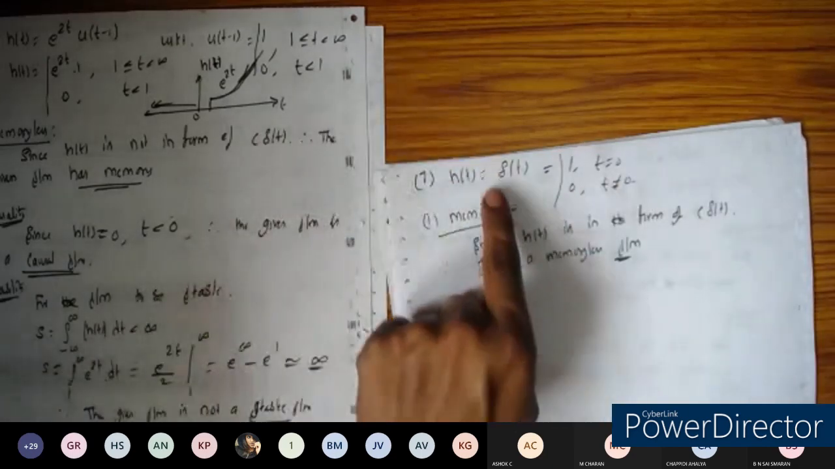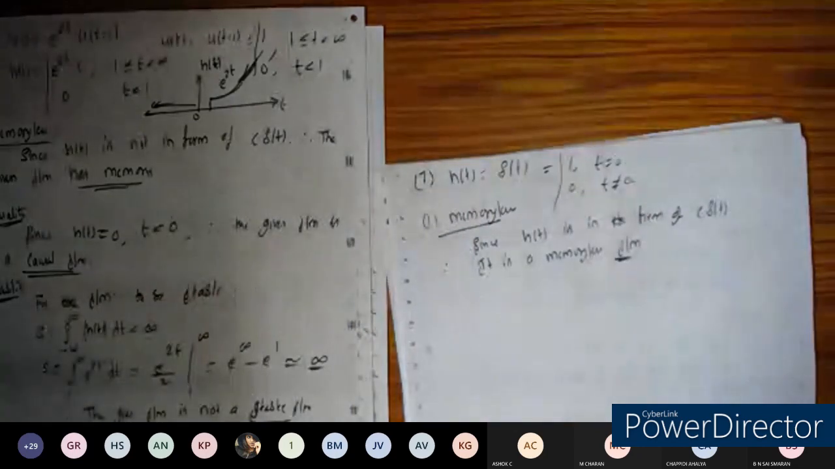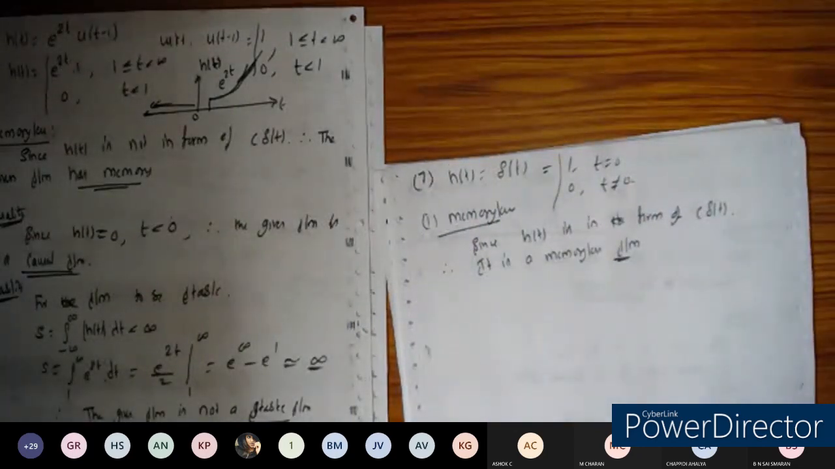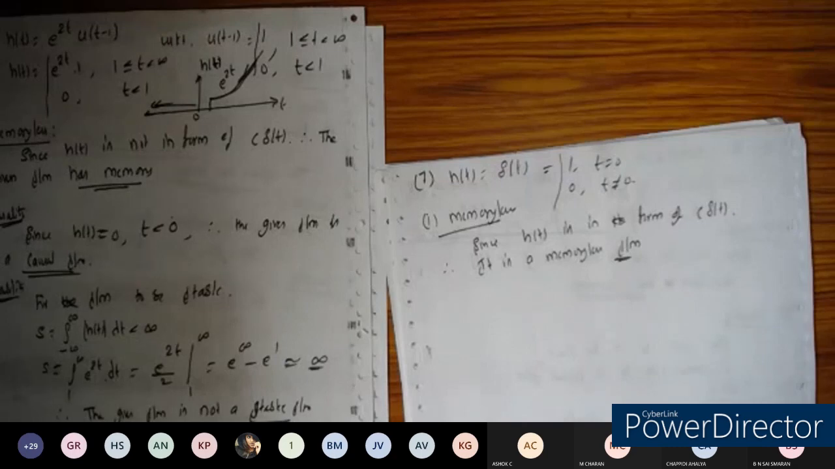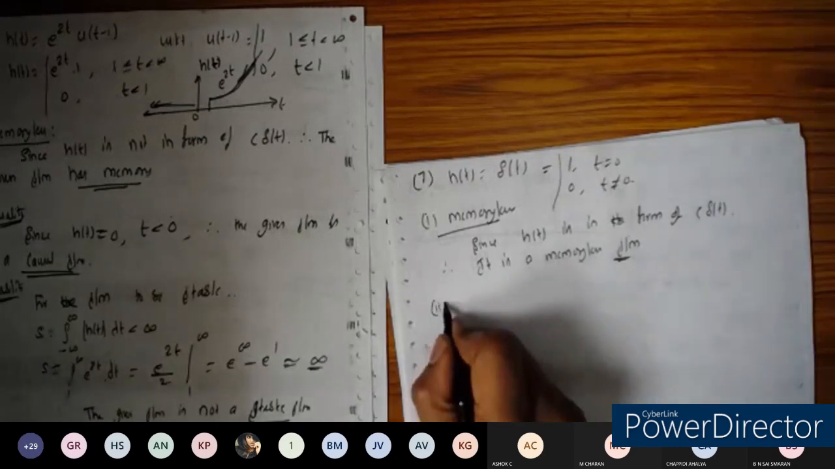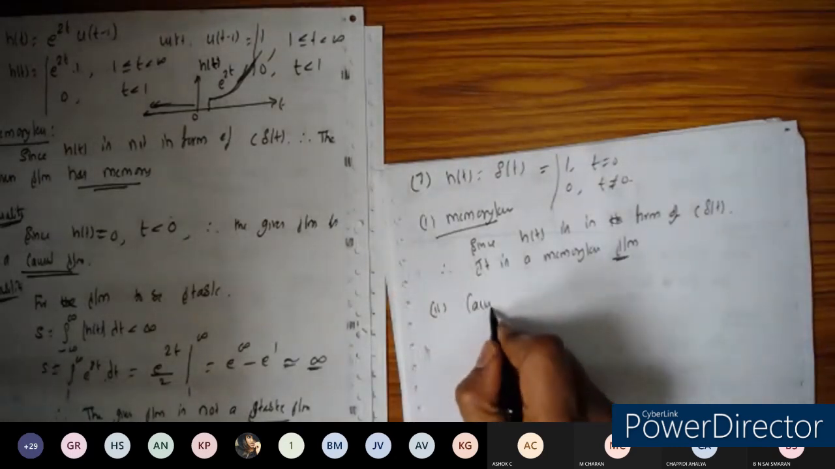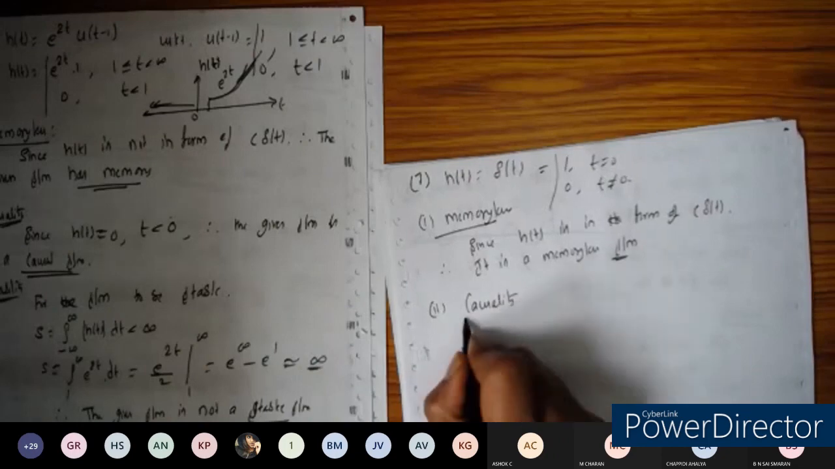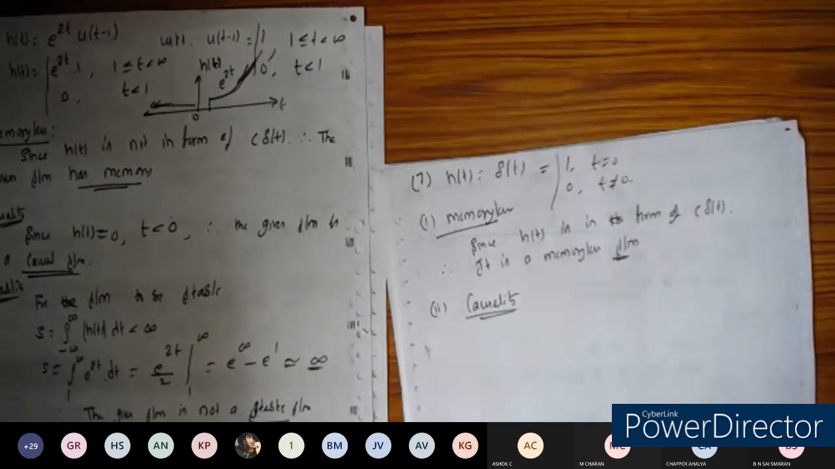When you take the convolution of x of t with the delta of t, it results in x of t only. So y of t is equal to x of t only. It does not depend on the past values, so it is a memoryless system. Next, find the causality. Causality, let us find out here.